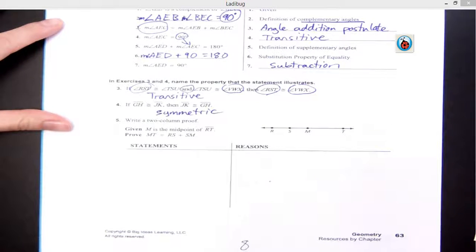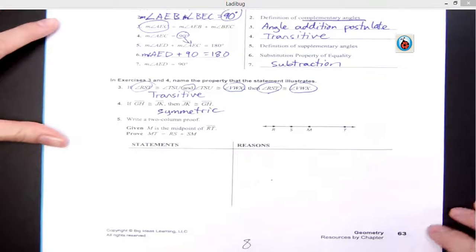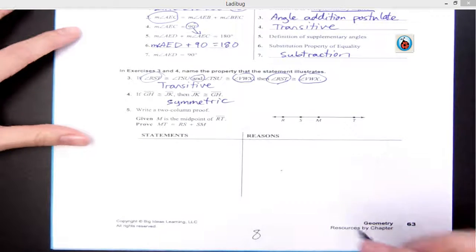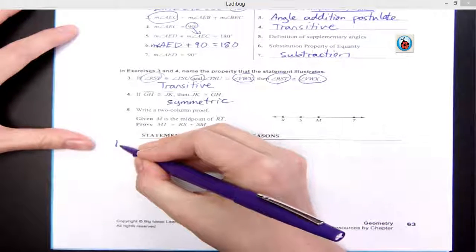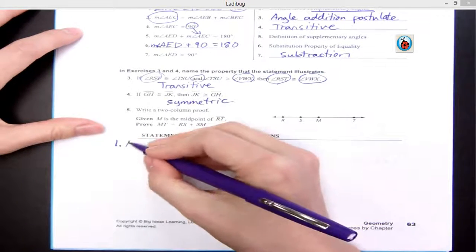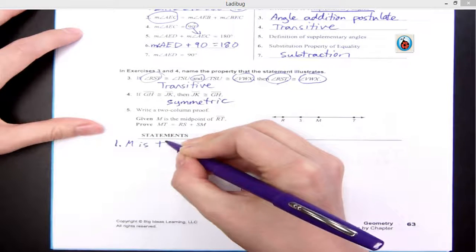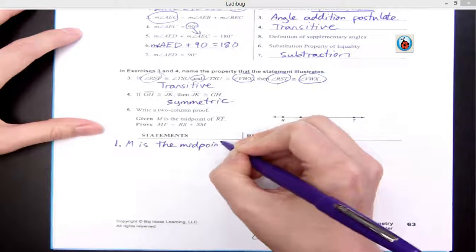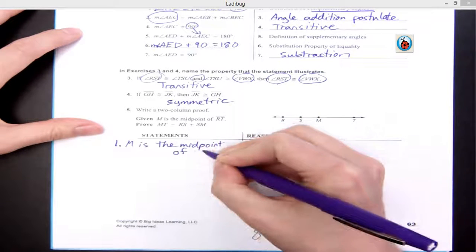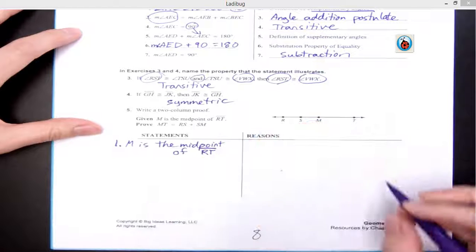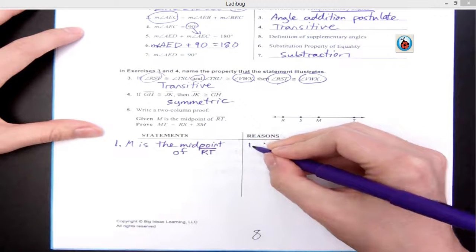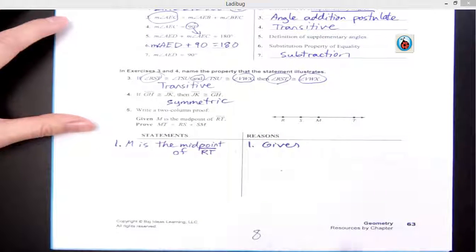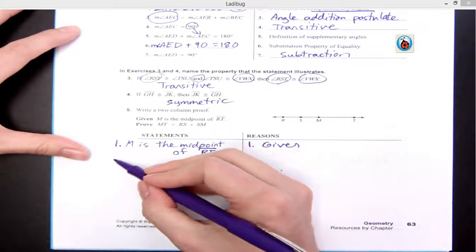Okay, so now we are asked to write our own two-column proof. So they didn't give me the statements anymore. I have to write it. And so let's go step by step. I'm always going to start with my given. So M is the midpoint of RT. And my reason is given. And I'm always going to number the statements and reasons just to make sure it's clear.